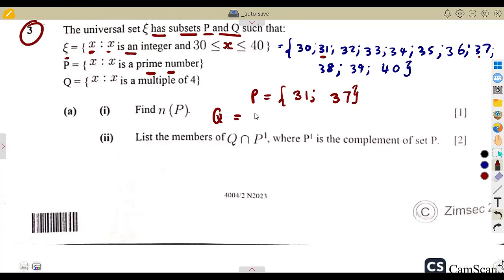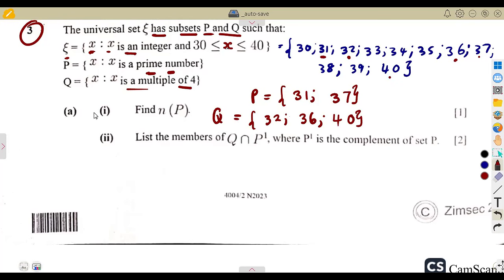And Q is a set representing what? The multiples of 4. If you take a number and divide by 4, you must obtain an exact value. So which of these numbers are the multiples of 4 that you can consider? There's 32. If you divide by 4, you obtain the exact value, which is 8. So we've got 32. We also have 36, a multiple of 4, and also 40. So all these are multiples of 4.